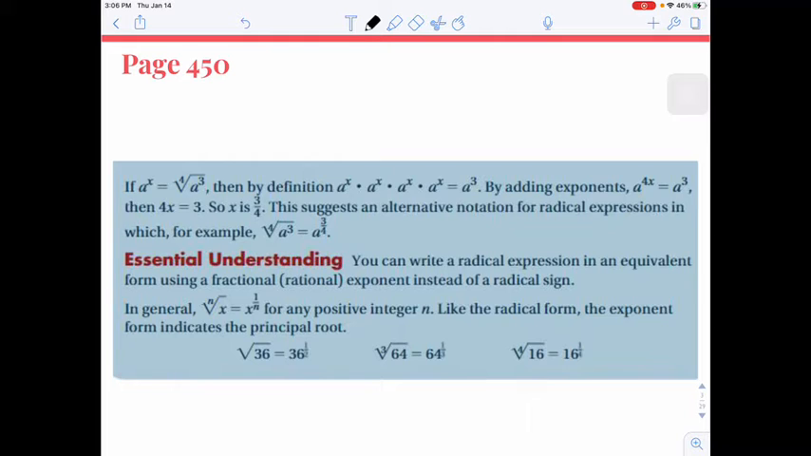You can write a radical expression in an equivalent form using a fractional rational exponent instead of a radical sign. In general, the nth root of x is equal to x to the 1 over nth power for any positive integer n. Like the radical form, the exponent form indicates the principal root. So the square root of 36 is the same as 36 to the 1/2 power. Cube root of 64 is equal to 64 to the 1/3 power. Fourth root of 16 is equal to 16 to the 1/4 power.